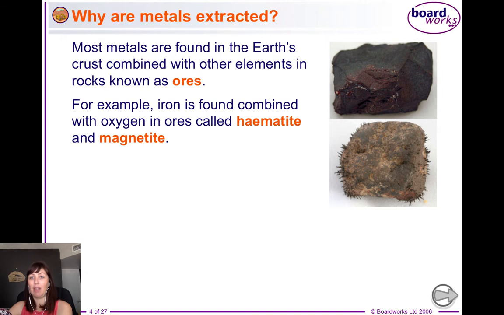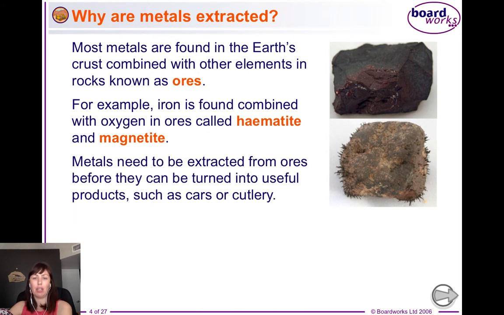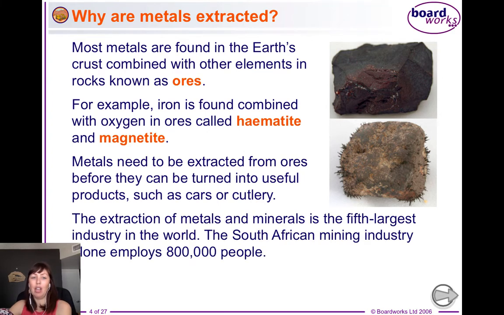On a Cambridge exam, it is fully possible that they're going to ask what metal we are going to extract from the ore hematite, and you need to know that it's iron. Same as magnetite. Metals need to be extracted from ores before they can be turned into useful products like cars or cutlery. The extraction of metals and minerals is the fifth largest industry in the world. The South African mining industry alone employs 800,000 people.